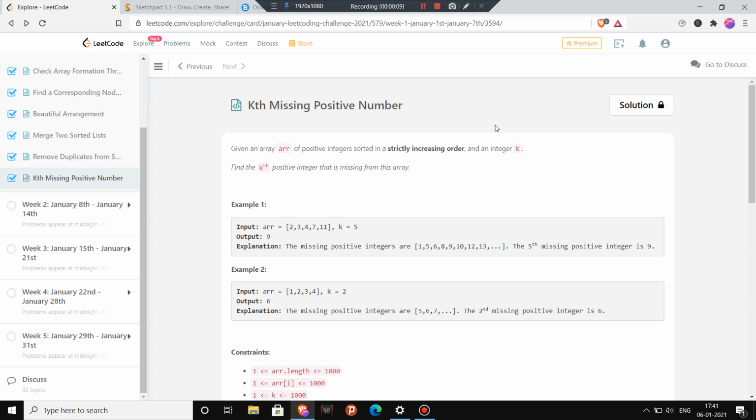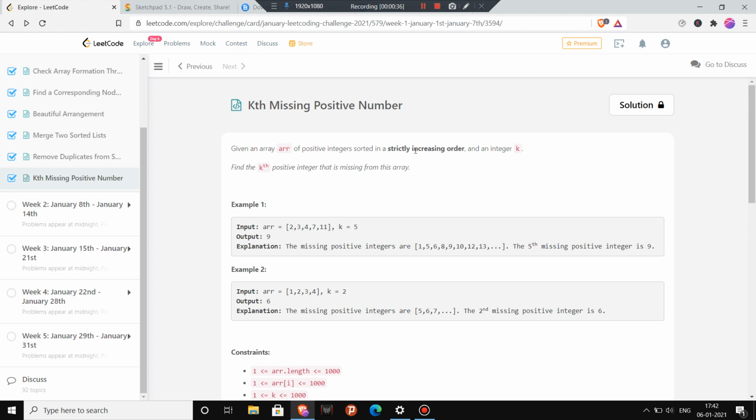Today we will be solving a question, Kth Missing Positive Number. Here we are given an array ARR of positive integers which are sorted in strictly increasing order. What we mean by strictly increasing order is that the numbers cannot be equal. The numbers cannot be like 4 4, they can be like 4 and 5. We are also given an integer k, and we have to find the kth positive integer that is missing from this array.